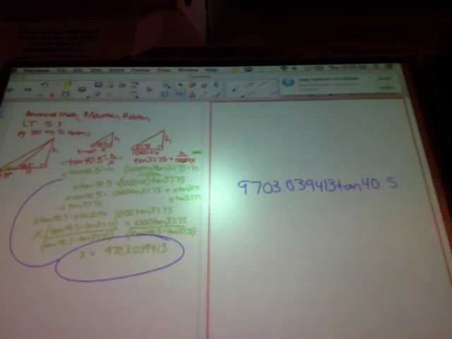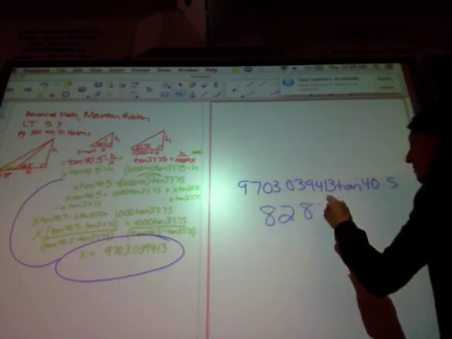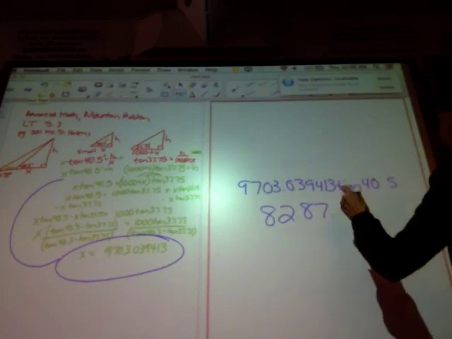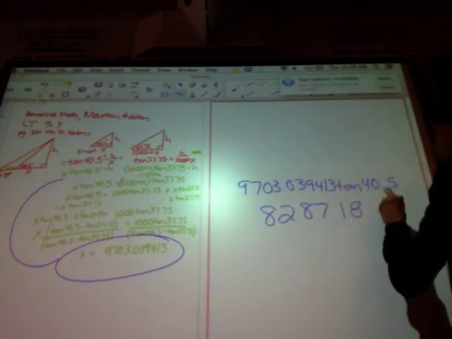Round to the what? What did we get? Hundredth, I think is what Mr. Alexander said. 82.18. 82.18 feet.